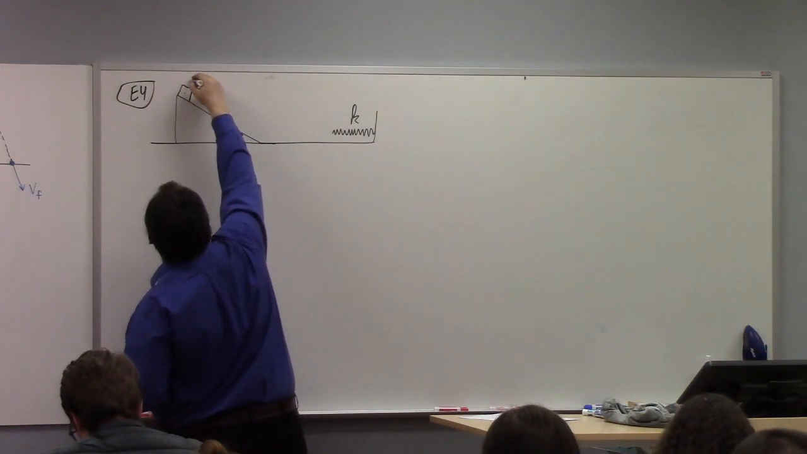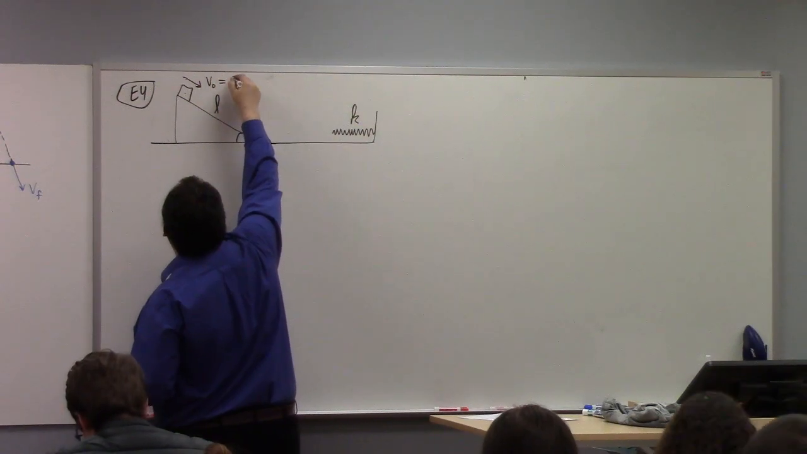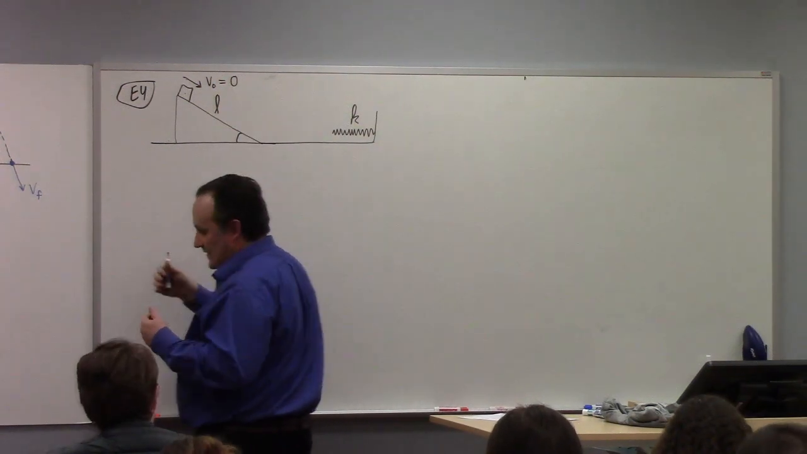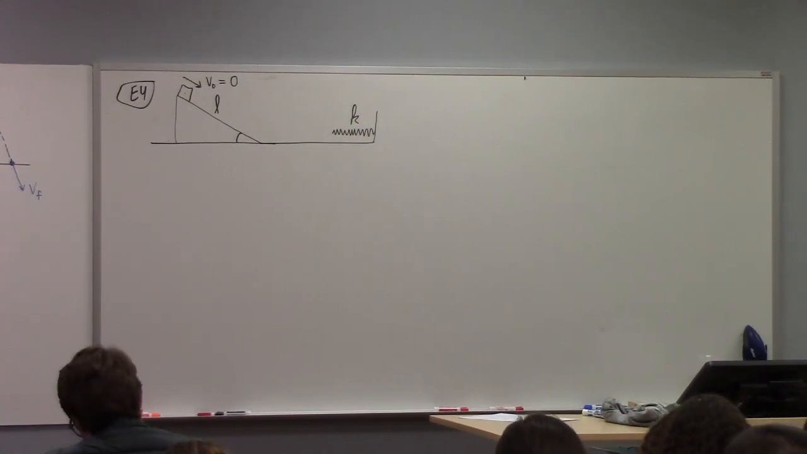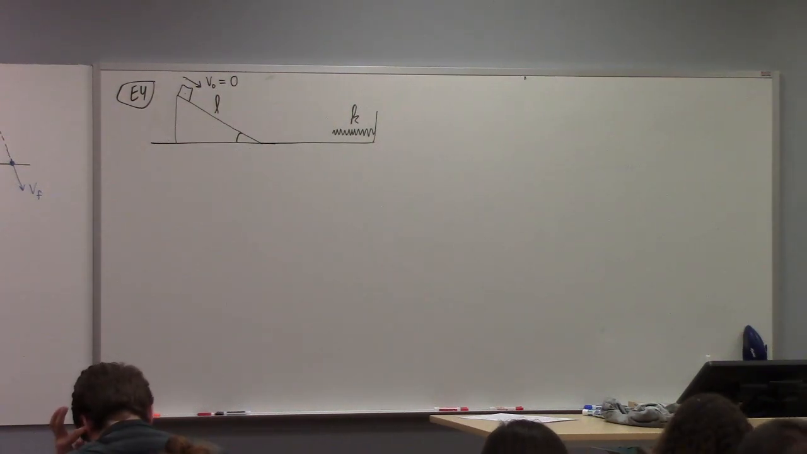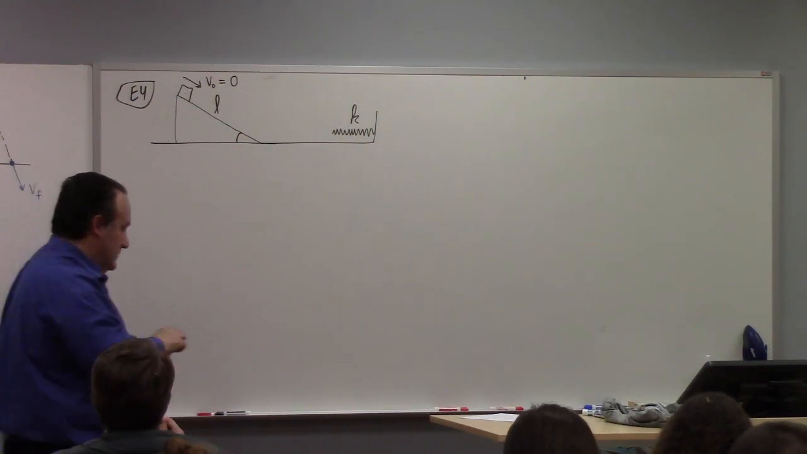It starts with the initial velocity being 0. It slides down the inclined plane, goes over to the spring, and then it compresses the spring. The question is, how far is the spring compressed? Do we understand the question?